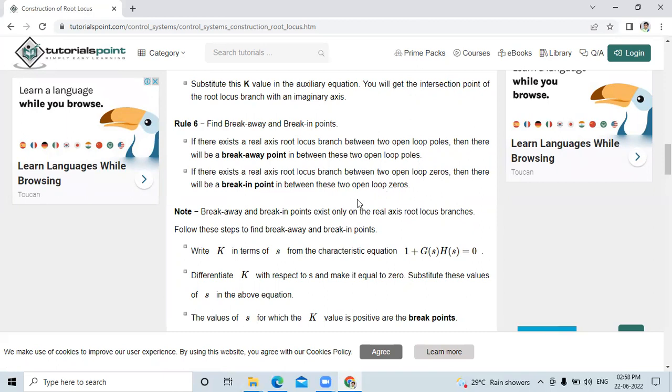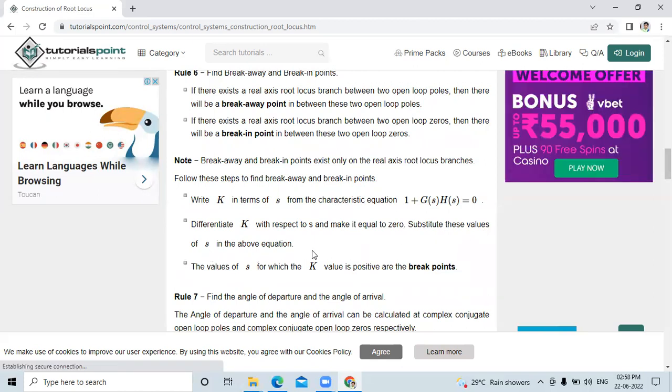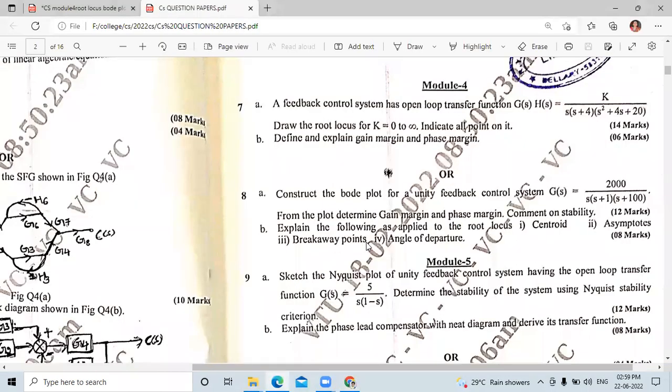Breakaway and break-in points exist only on the real axis root locus branches. So write K in terms of S from the characteristic equation 1 plus G(s)H(s) equals 0. Differentiate K with respect to S and make it equal to 0. Substitute these values of S in the above equation. The values of S for which the K value is positive are the breakaway points. These things you need to write down for the breakaway point explanation. Next is the angle of departure.